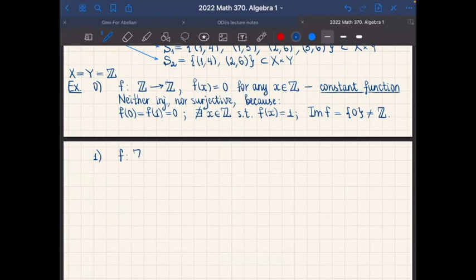Now, I can talk about polynomial functions where I send x to x cubed.